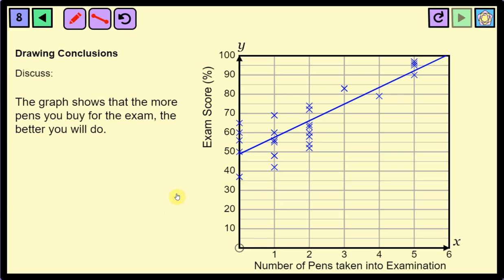So, yeah, have a play around that website. I'll link it in the description of this YouTube video. Have a play around, but hopefully that gets the point across of just because two things are correlated does not mean that they cause each other. Bringing more pens isn't going to make you do any better.